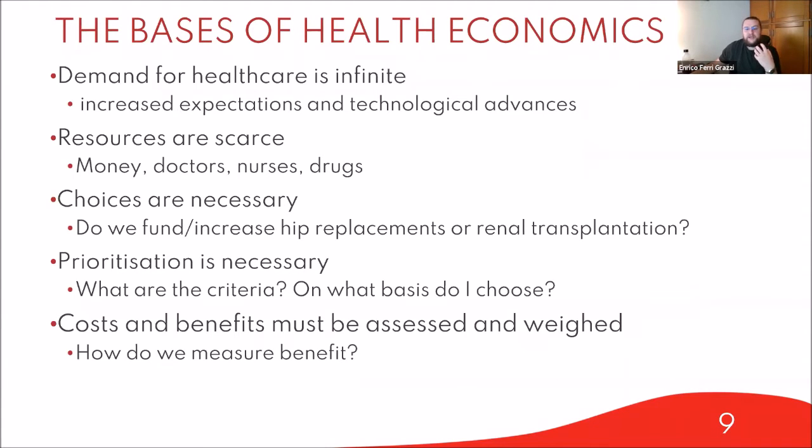So in making a decision, in choosing something over something else, what do we need to do? We need to prioritize, right? We need to make sure that we pick the best option. But then how do we do that? What are the criteria? On what basis do I choose something over something else? So we need to come up with those criteria. We need to write down our rules of the game, right?